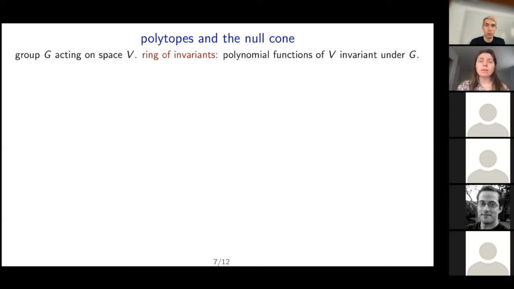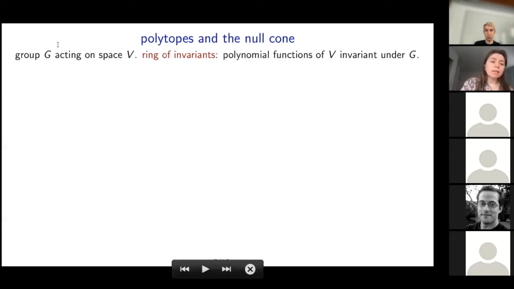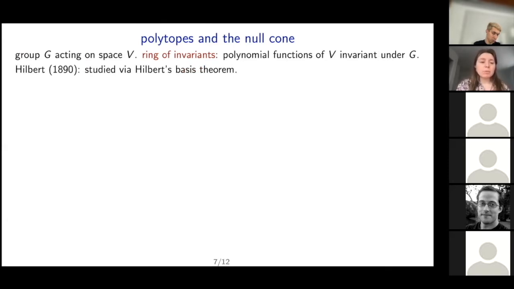So on the previous slide, we saw connections between polytopes and these notions of stability. I'd now like to zoom in a bit more on connections between polytopes and the null cone. So we have a group G acting on the space V, and the ring of invariants is the ring of polynomial functions on V that are invariant under the group G. I mentioned before that Hilbert studied these in the late 19th century, and this was the setting for Hilbert's basis theorem.